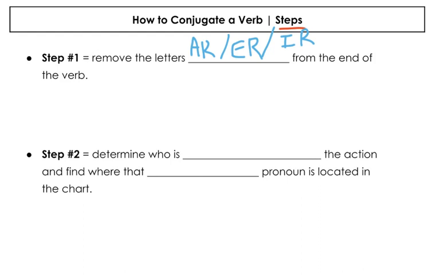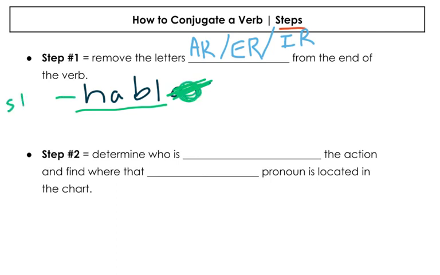So for example, if I was trying to conjugate the verb hablar, to talk, step 1 of conjugating it would be to get rid of this AR. And then you're left with this. What's left after you take off the AR has a name actually. It's called the stem. The stem. So step 1, take off the AR.